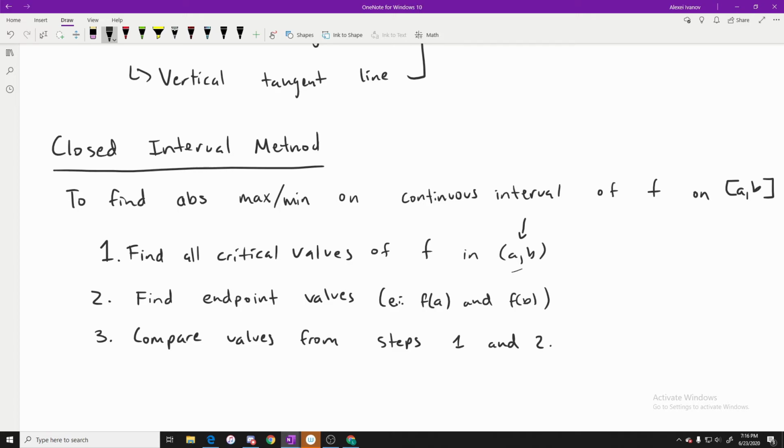Because we found these critical values on this open interval, we also want to test the endpoints of this interval, right? And lastly, we just want to compare the values that we've got between these 2 steps, from step 1 and step 2, to decide which ones are the absolute maxes and mins.